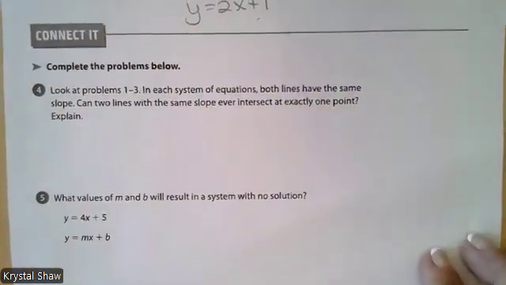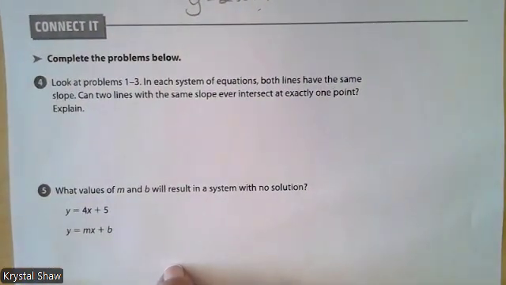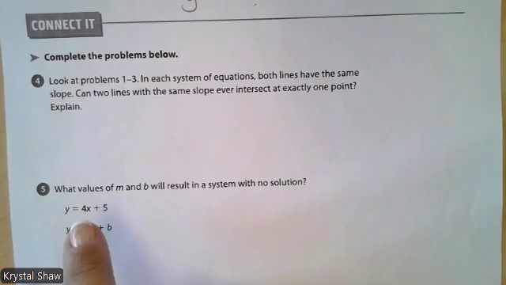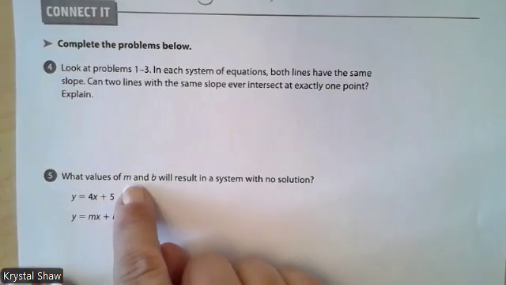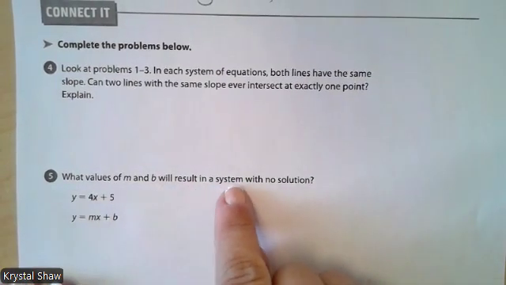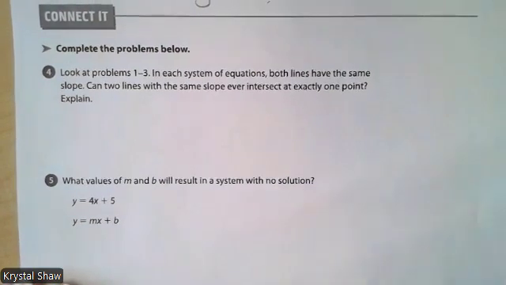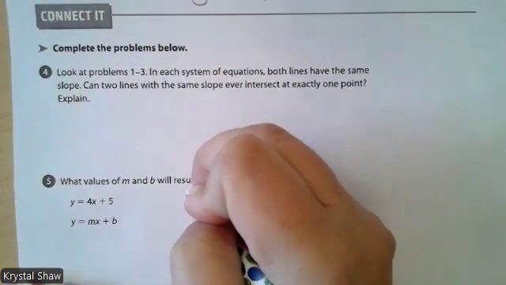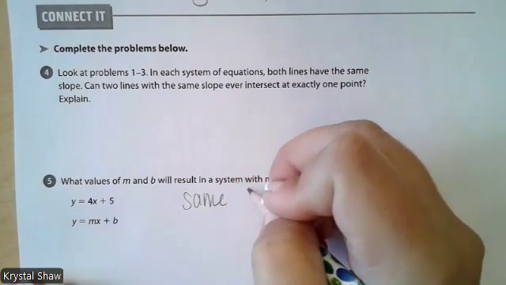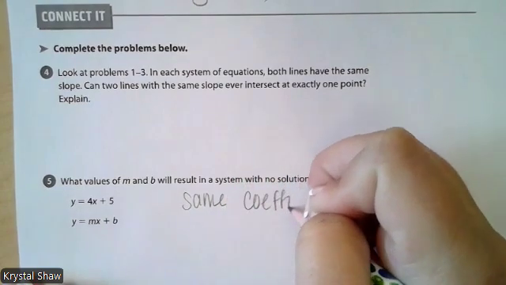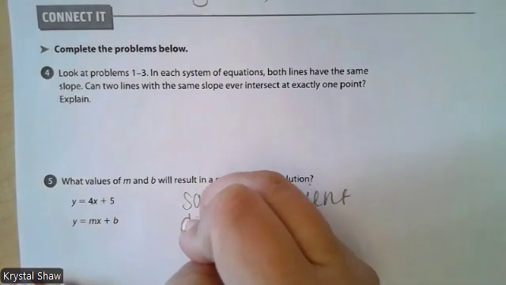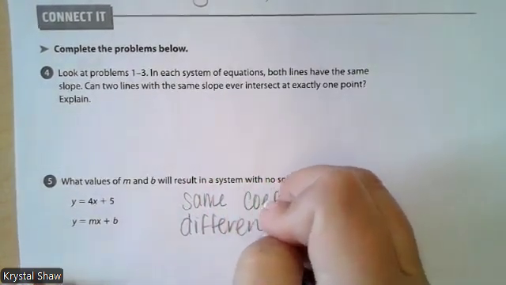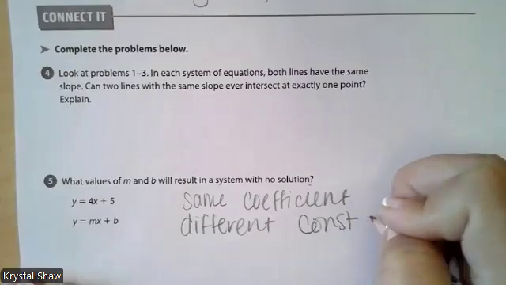Lastly, coming down here, we are going to look at problem 5. What values of m and b will result in a system with no solution? So no solution patterns have the same coefficient, different constant.